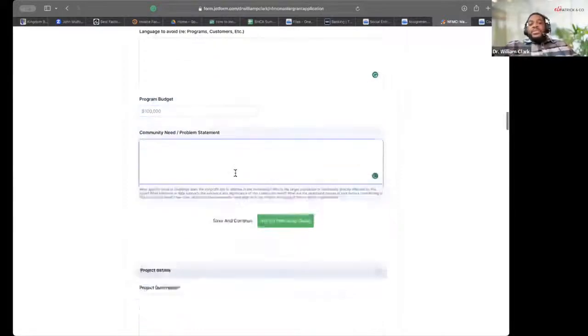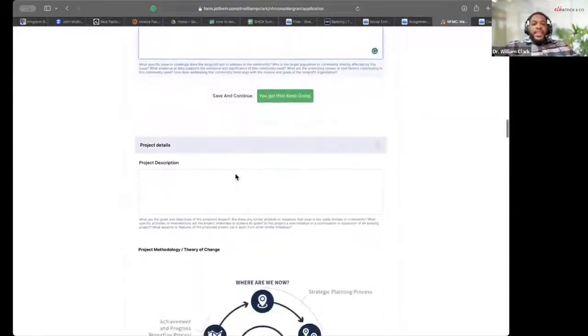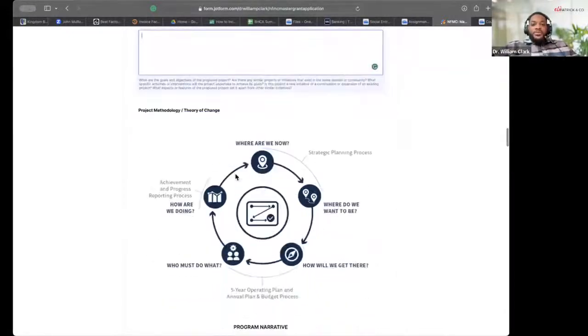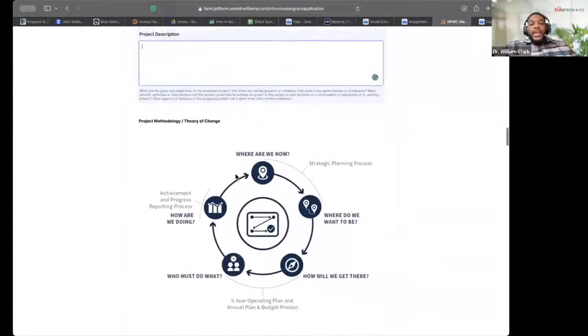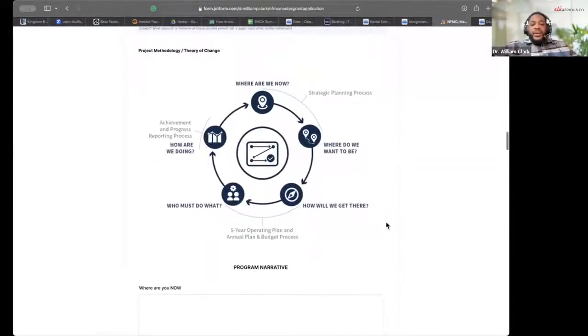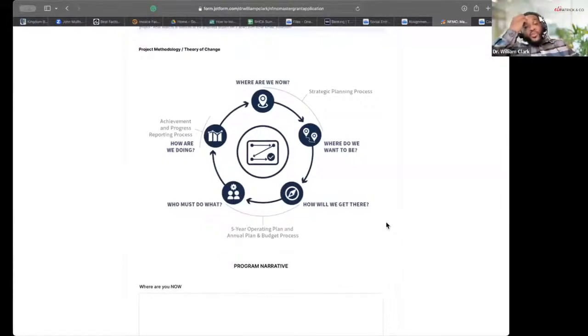What's the problem statement? What's the community need that you're trying to resolve? Now we need to describe the project overall. What are you trying to do? And I provide a methodology here that I have used for years. And I use this in so many arenas and so many applications. But these are what I call the 5 strategy questions.